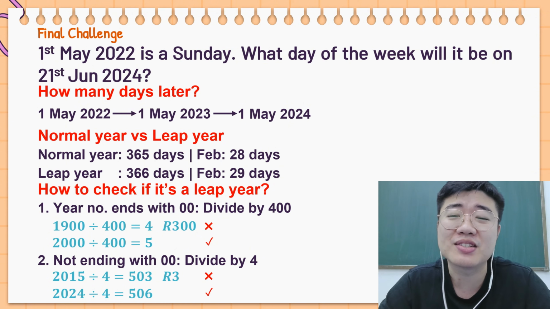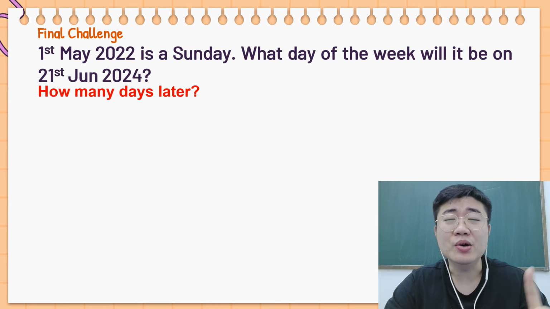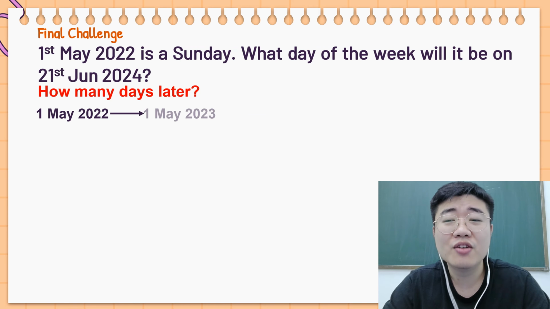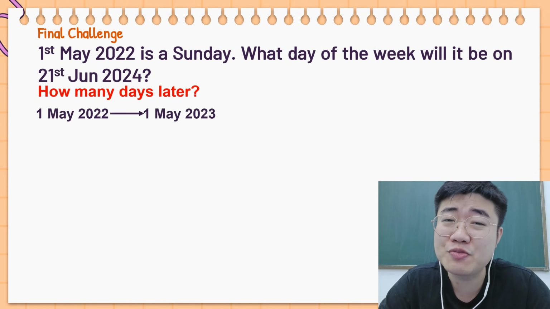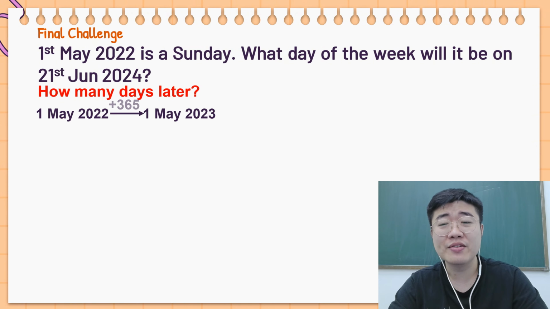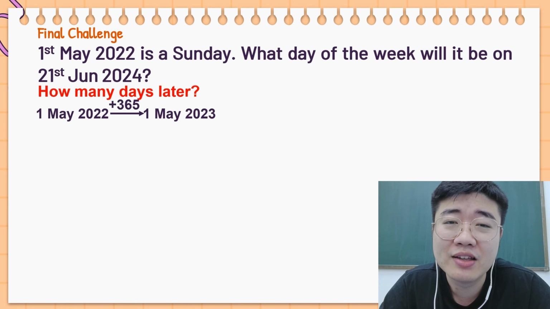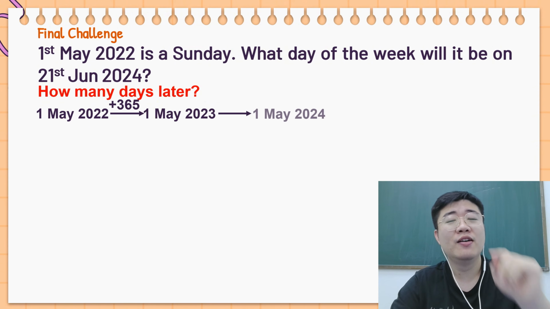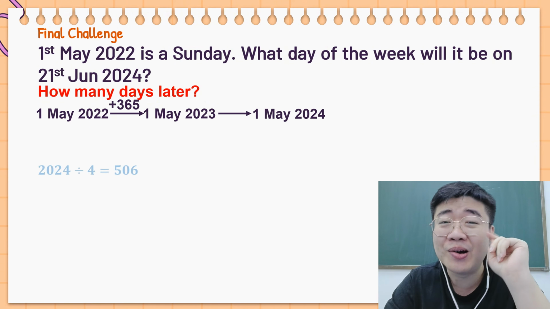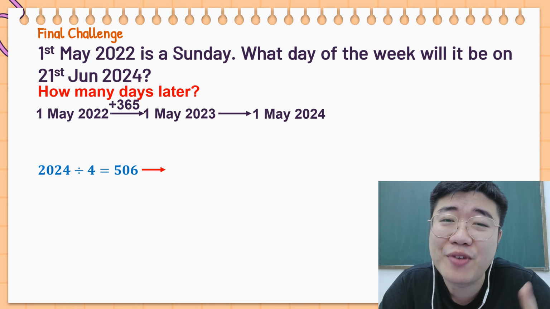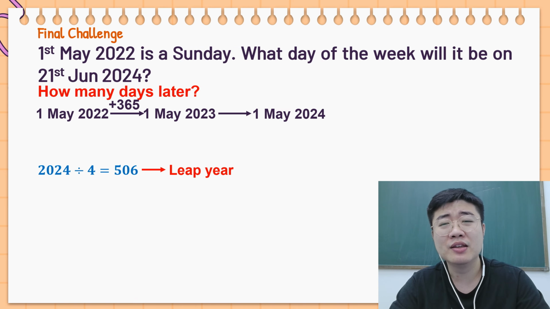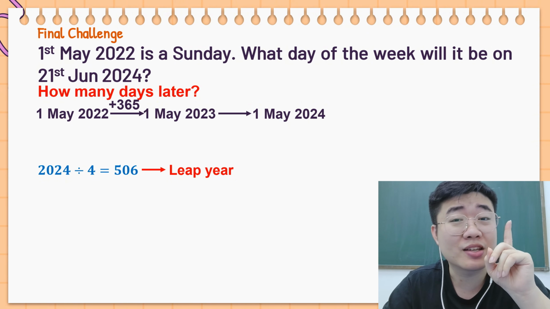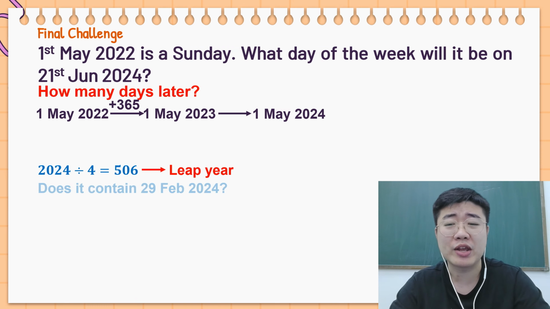Let's go back to our question here. To find how many days later, 1st of May 2022 to 1st of May 2023, this part is a normal year, so this will be 365 days later. Now from 1st of May 2023 to 1st of May 2024, 2024 we already know is a leap year. Divided by 4, no remainder, so it's a leap year. So the key question we need to consider is whether this period of time contains 29th of February.